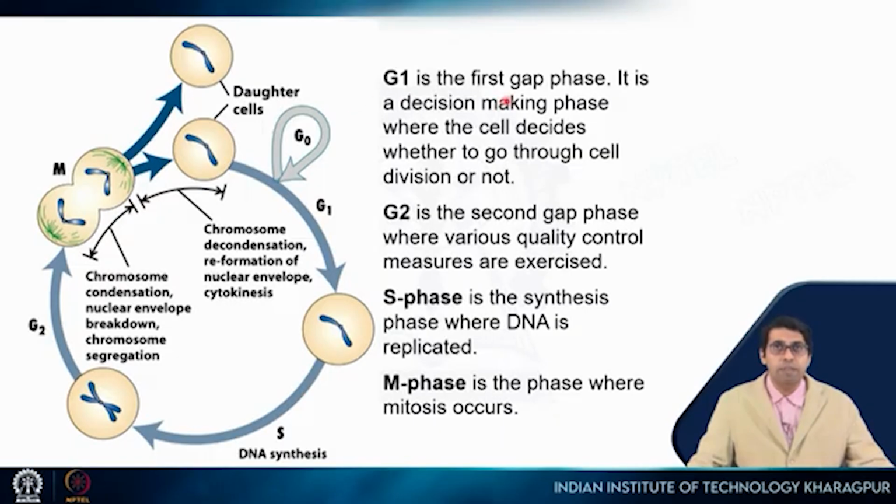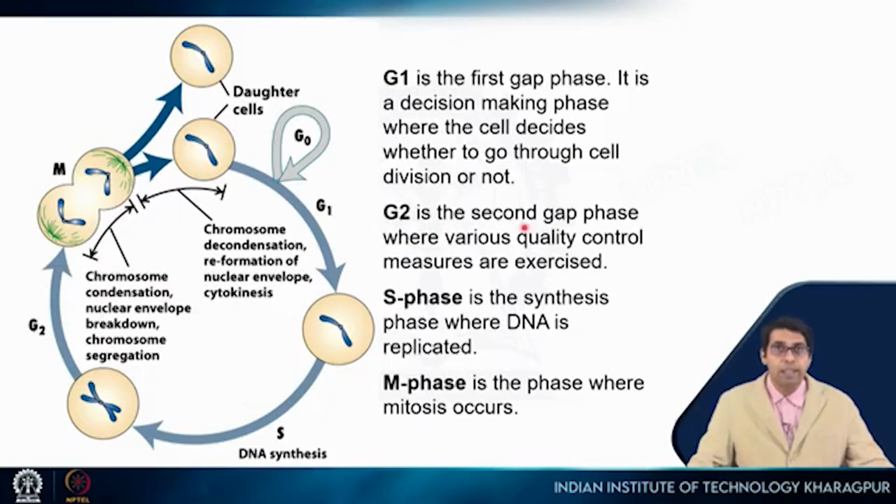So, G1 is the first gap phase. It is a decision making phase where the cells decide whether to go through cell division or not. They will decide whether they have enough material to replicate DNA and so on and so forth, right. Once that is done, it will enter the S phase, and in the S phase DNA synthesis happens. So, in our case 46 chromosomes will become 92 chromosomes.